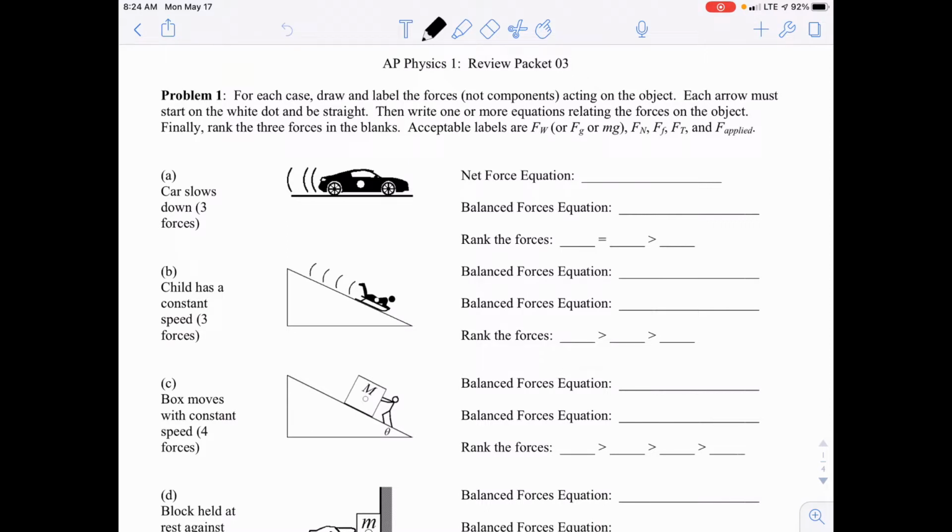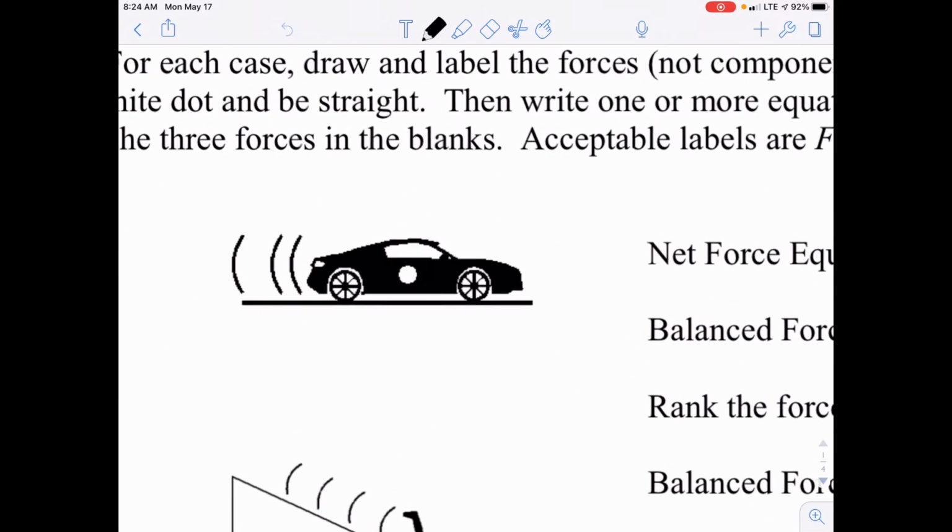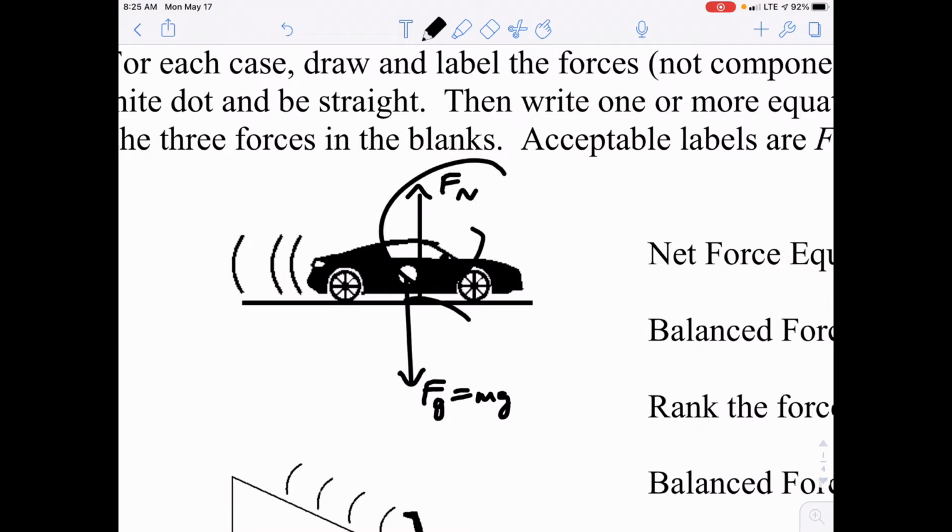Let's begin. Letter A shows a car slowing down, and it's indicating that there are three forces acting on this car. So the first thing we need is, from the center of the mass, we're going to draw the weight. Weight equals mg. That should be balanced by a normal force. Make sure they're equal length.